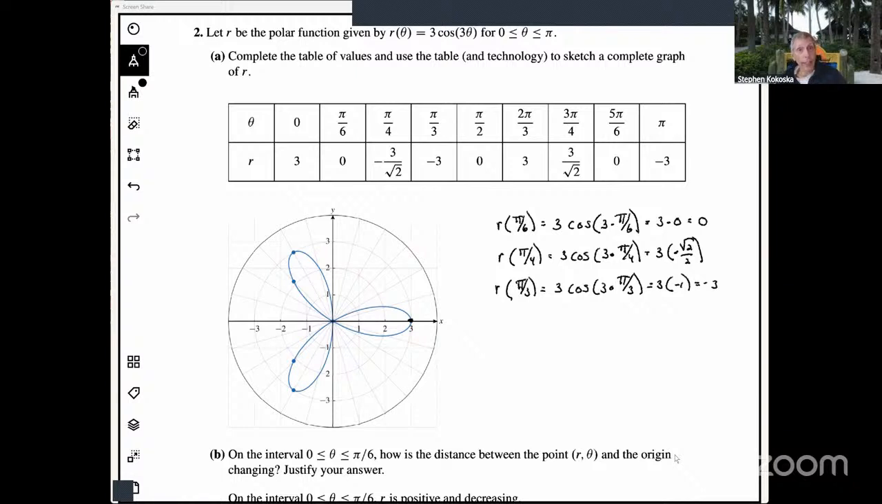In r theta, it's 3, 0. Okay? Also 3, 0. How about that? So let's see. Pi over 6. What happens when theta is equal to pi over 6? I plugged that in over here on the right-hand side.